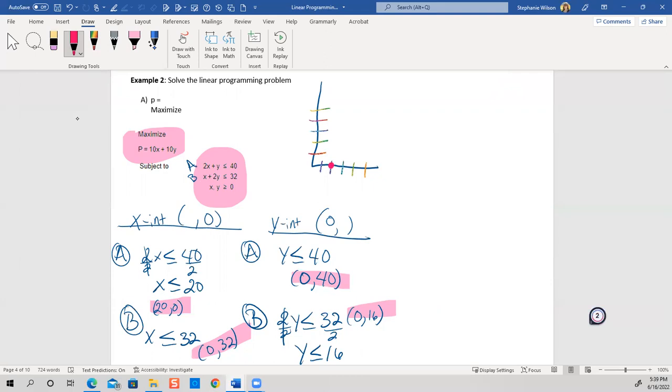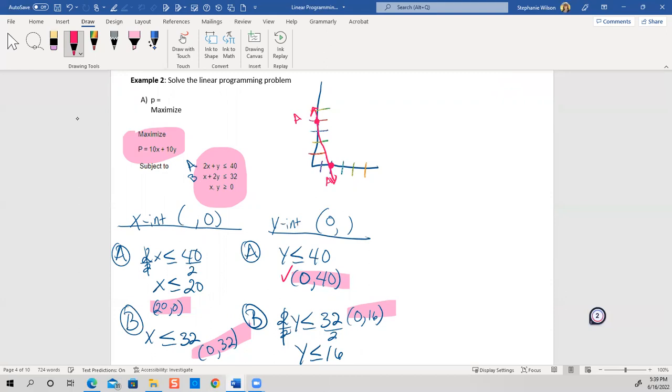The next one for A, remember this is A, is going to be 0, 40. It's going to be this one, our y-intercept. So I'm going to call it A. So I'm going to draw the best I can the lines together.